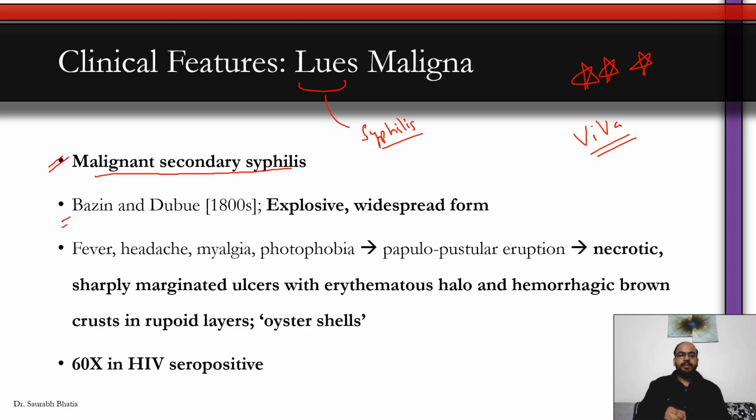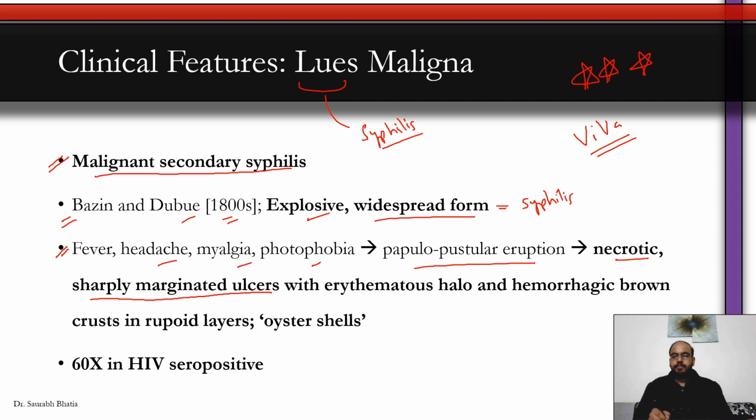It was described by Bazin and Dubé in the 1800s as an explosive widespread form of syphilis. So you have an explosive, widespread, you could say severe, form of syphilis. It presents as fever, headache, myalgia, photophobia, then gradually goes towards papulopustular eruption, and those eruptions then gradually increase to form necrotic, sharply marginated ulcers with erythematous halo and hemorrhagic brown crust in rupioid layers. These are known as oyster shell crusts.